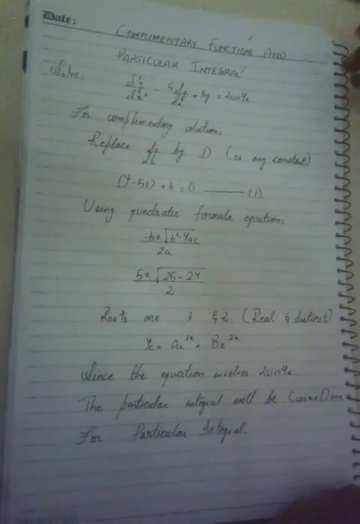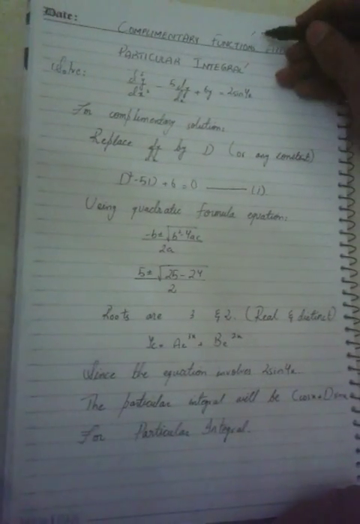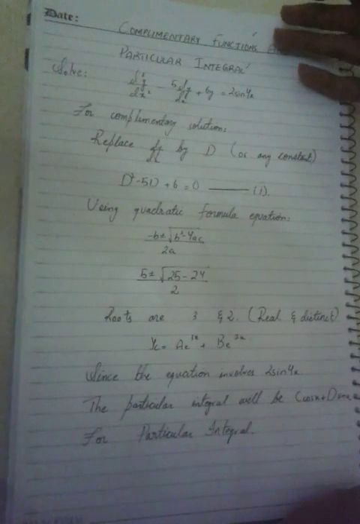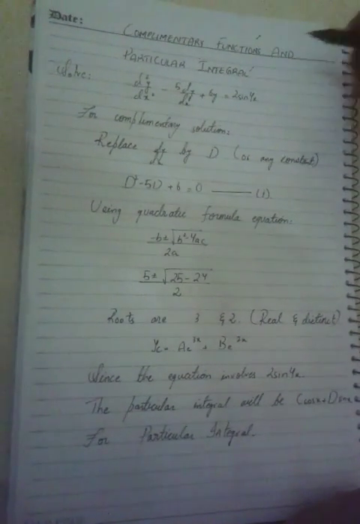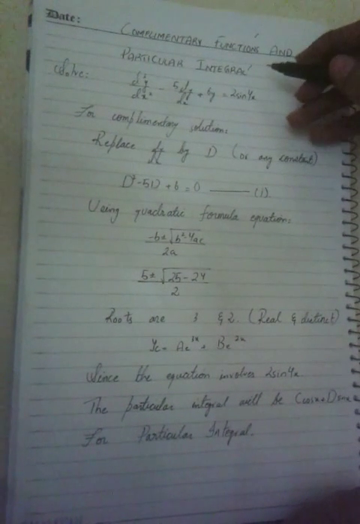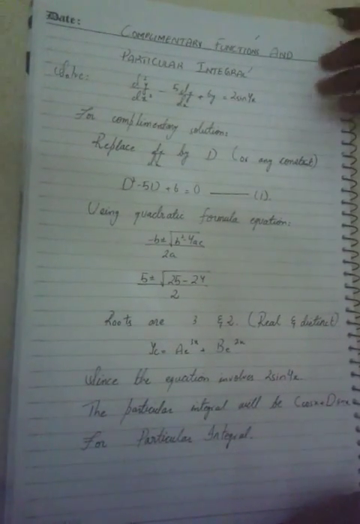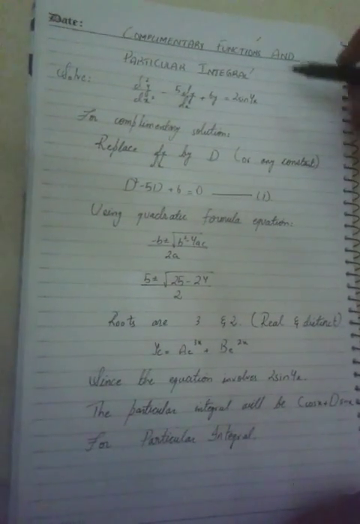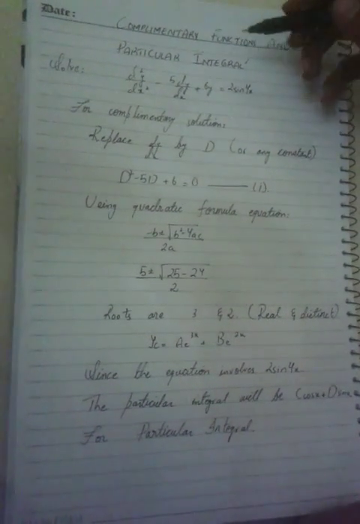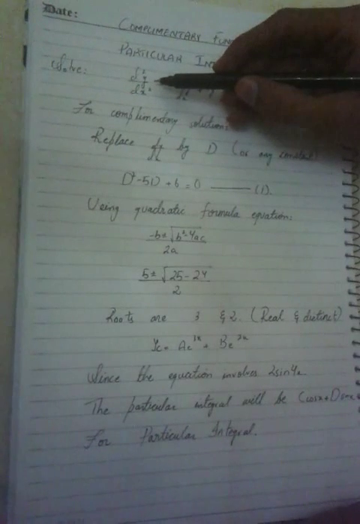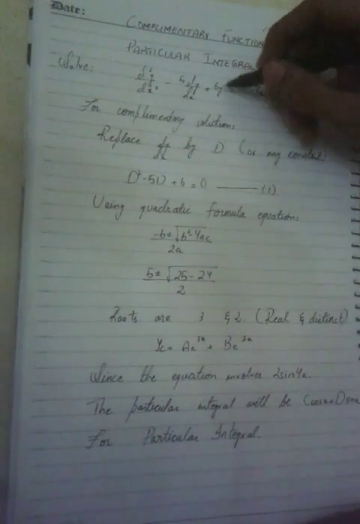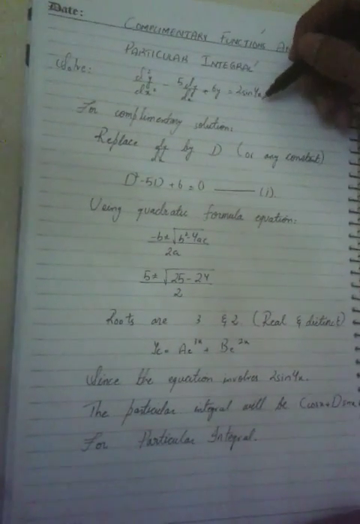Particular integral. Complementary function is basically a function in which we have to plug in the value of 0 to get a value, and particular integral is that integral in which we can put any arbitrary constant to get our desired results. Now to explain this concept, I am going to solve this question: d square y upon dx square minus 5 dy upon dx plus 6y is equals to 2 sine 4x.